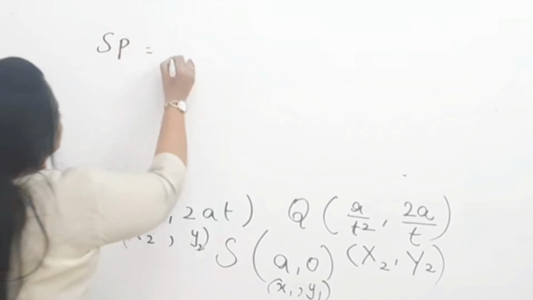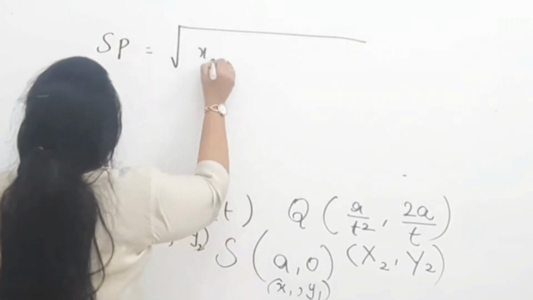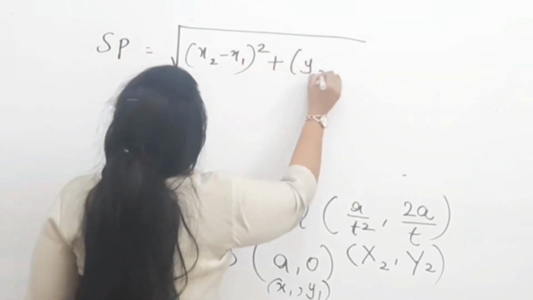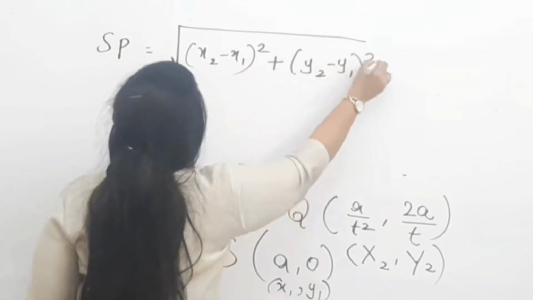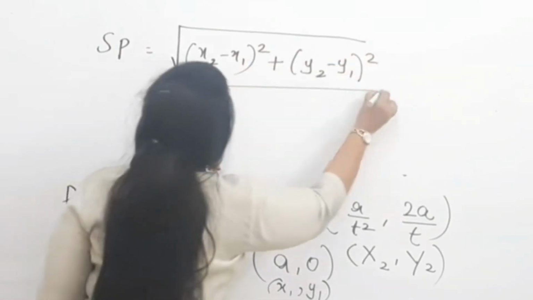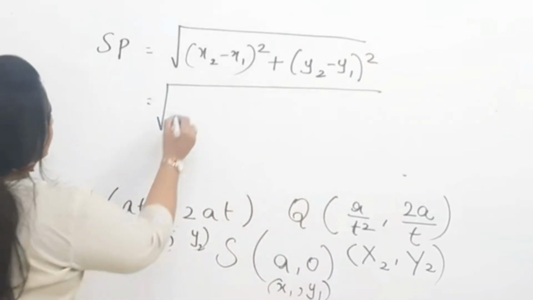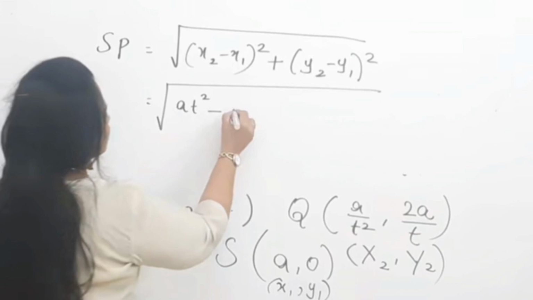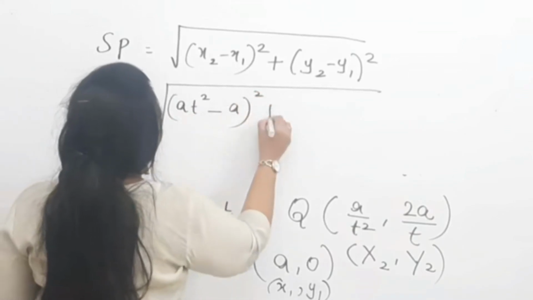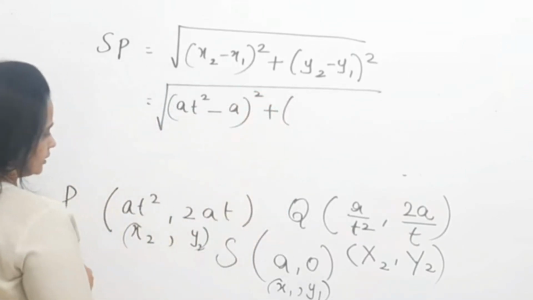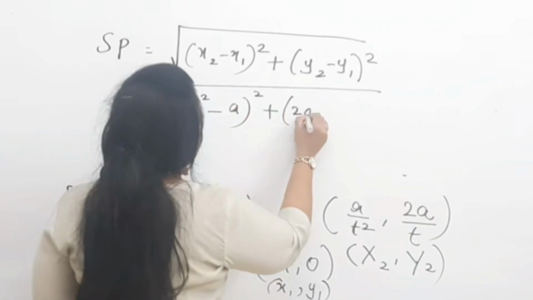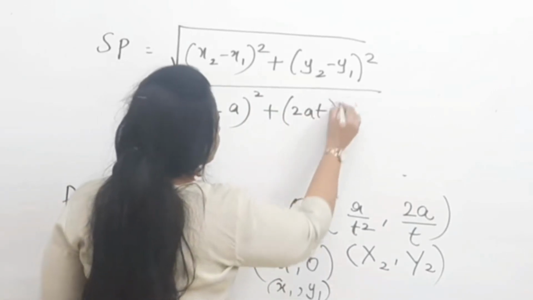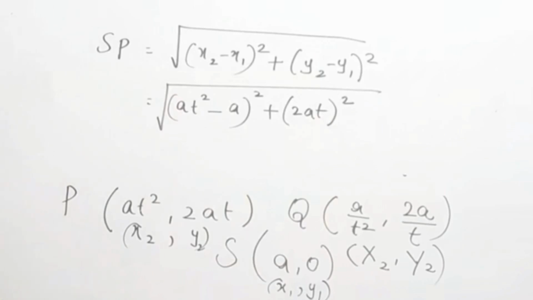SP is equal to square root of x2 minus x1 the whole square plus y2 minus y1 the whole square, which is equal to square root of my x2 is at squared minus x1 is a, the whole square, plus y2 is 2at minus y1 is 0. So that becomes 0. So I would have the whole square.